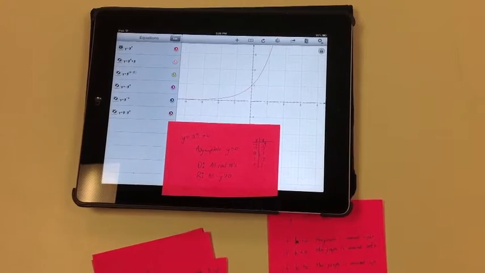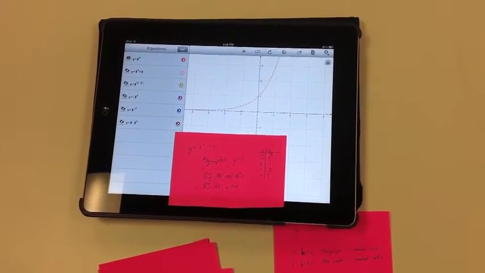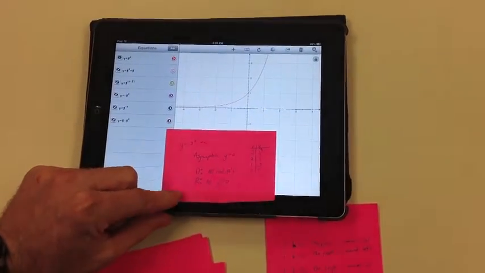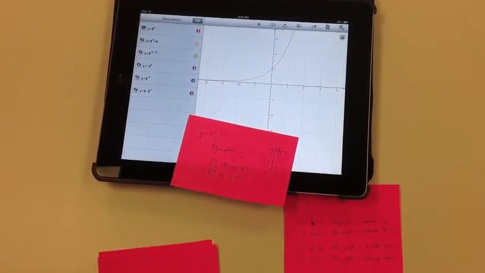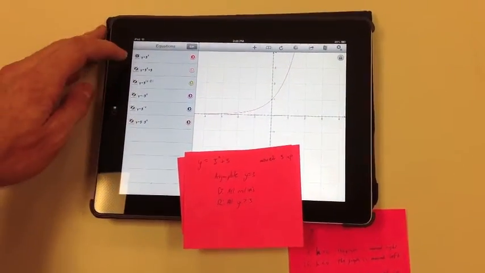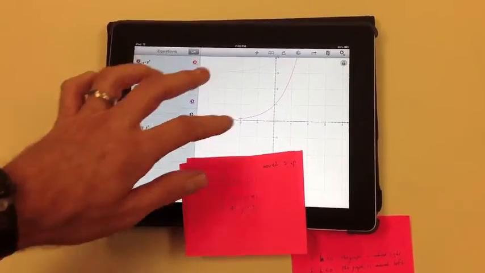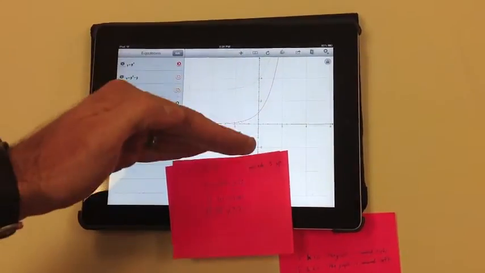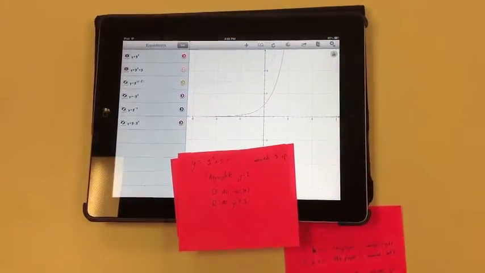Moving on, how do we move this graph up, down, left, and right? So a second graph would be y equals 3 to the x plus 3. And this graph is actually a graph that is moved up 3. And so it has been slid up the y-axis 3.